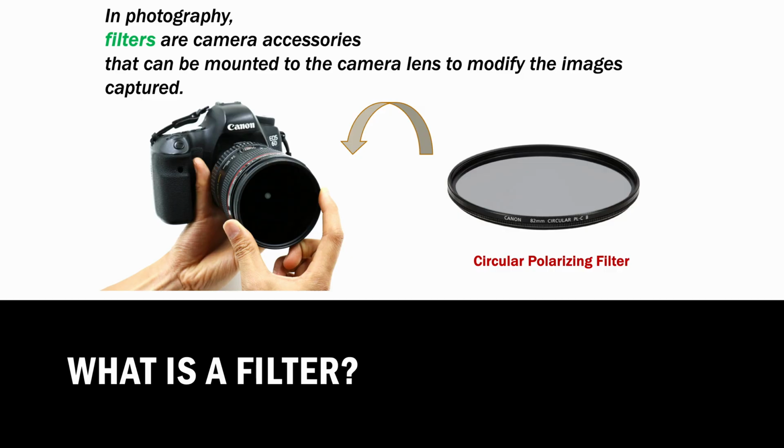In photography, a filter is an accessory that attaches to the camera lens to change how light enters the camera. Different filters can modify brightness, color, or reflections to enhance the final image. On the right, you can see a circular polarizing filter, which helps reduce glare and deepen color contrast, producing clearer and more vibrant photos.